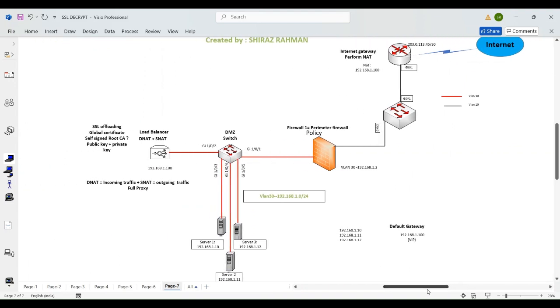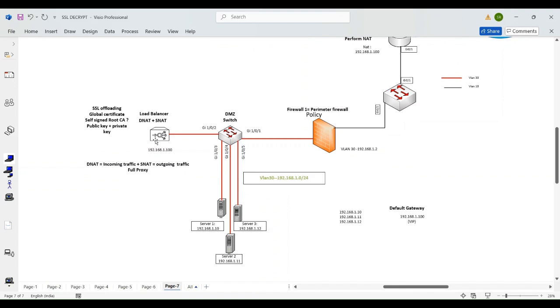So if you are a renowned organization, if you're in production, you need a global certificate, and a private key should be over there, right? So you need a certificate over here. We already talked about SSL offloading. Certificate comes into the picture, SSL tunnel comes into the picture, public and private key comes into the picture. So there is SSL offloading, right?